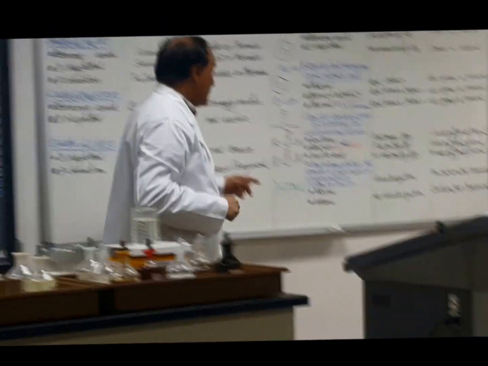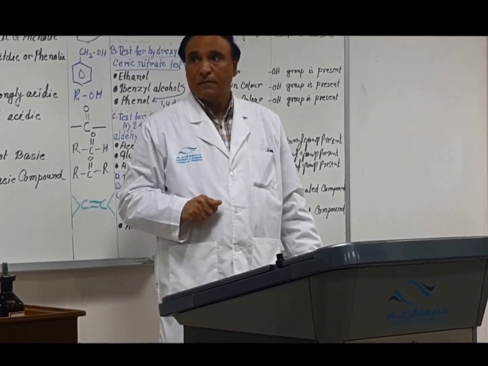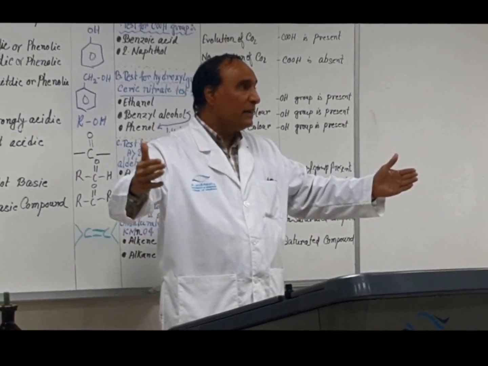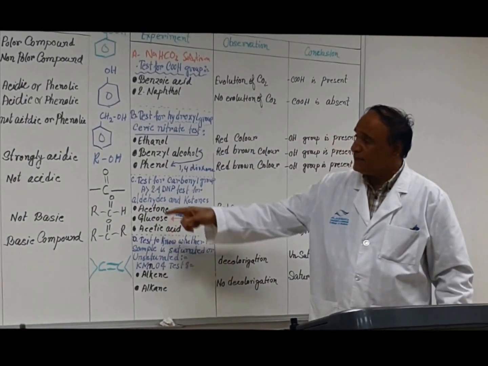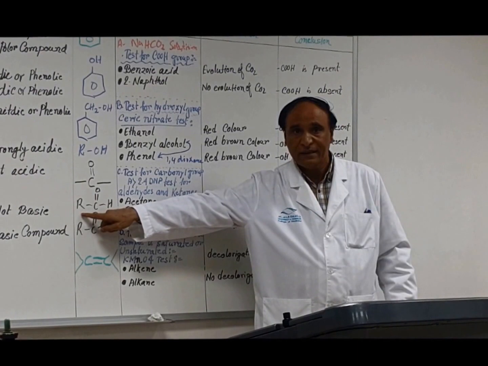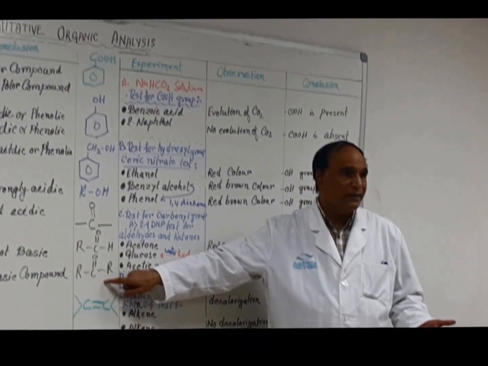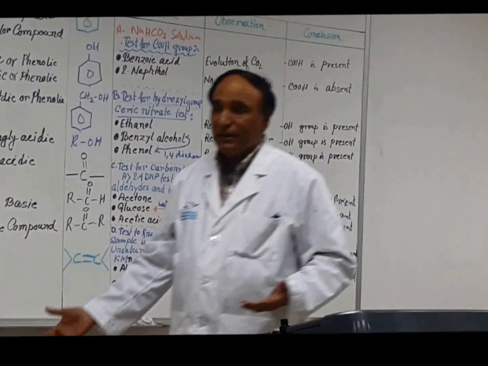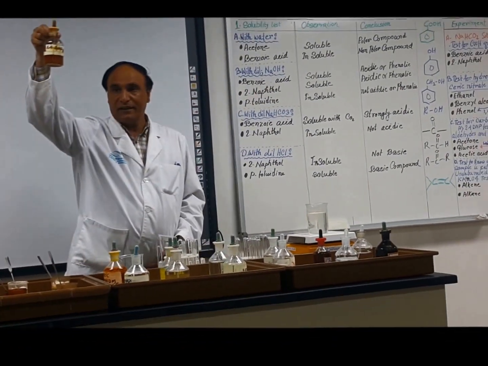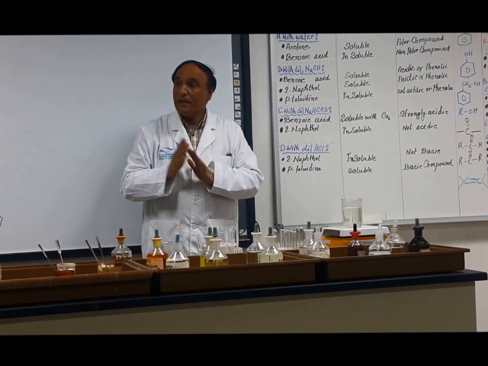Now the next test is for the carbonyl compound. What is carbonyl? Oh, carbonyl is a big family. It has 2 branches, aldehyde and ketone. Look, carbonyl is C double bond O. If one side is R and one side is H, aldehyde. And if both the sides are R, it's a ketone. So we have a reagent, 2,4-dinitrophenylhydrazine, for the carbonyl.